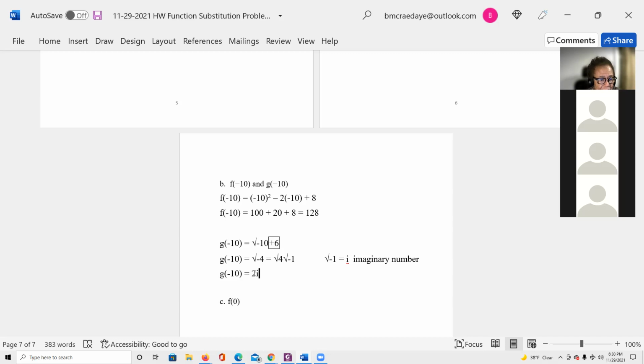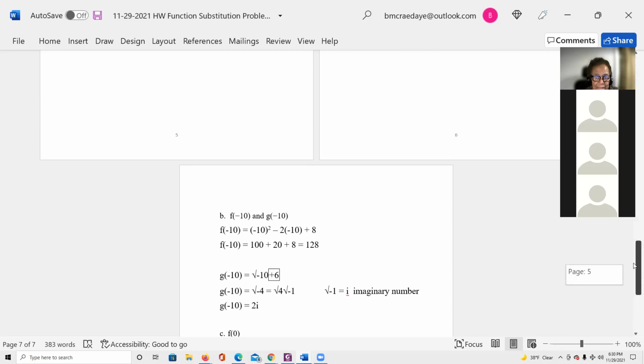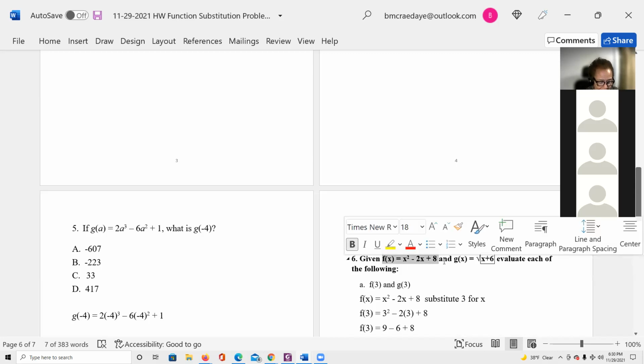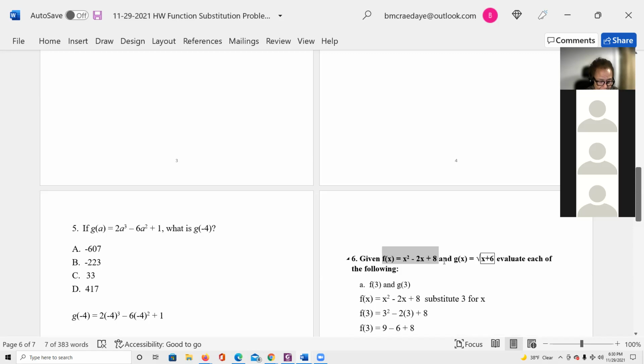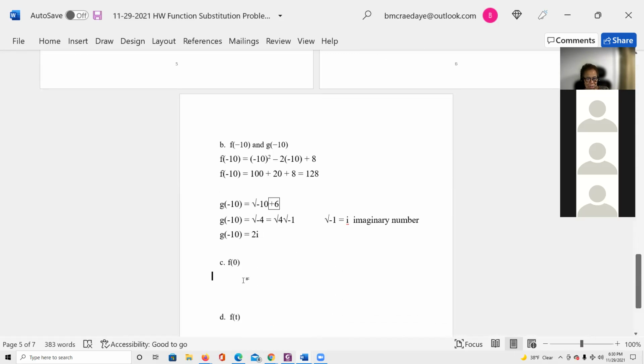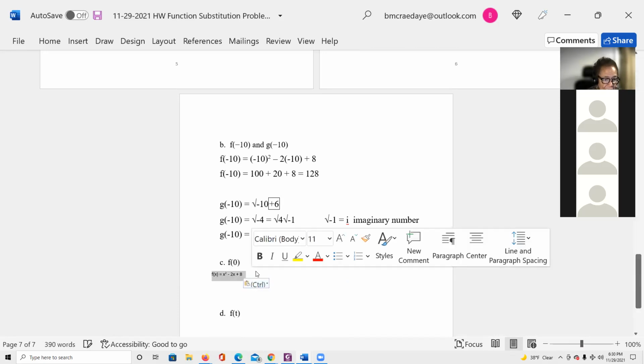Now, f of 0. Now we go back to our same f function, f of x. And what is f of 0? Audrey? 0. We're taking this f of 0. Okay, so let's just put here, wherever you see an x, you're going to put a 0. So let's see, this is.